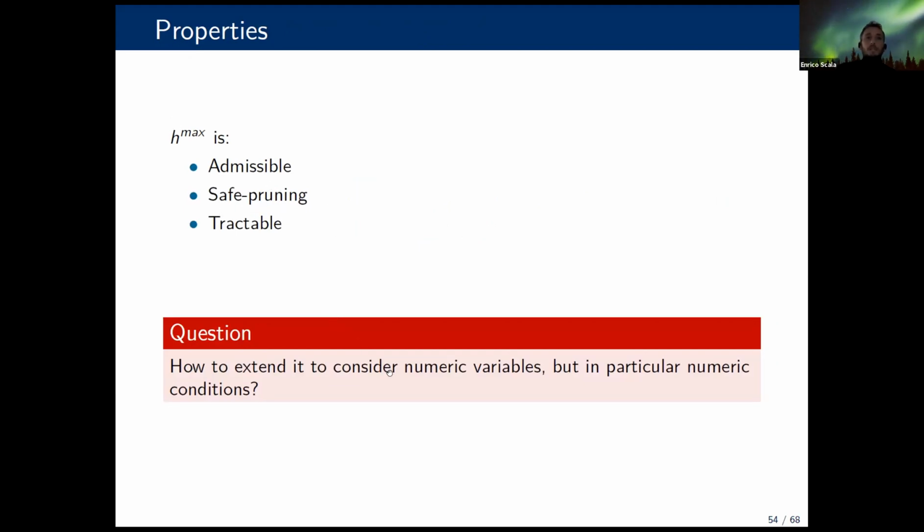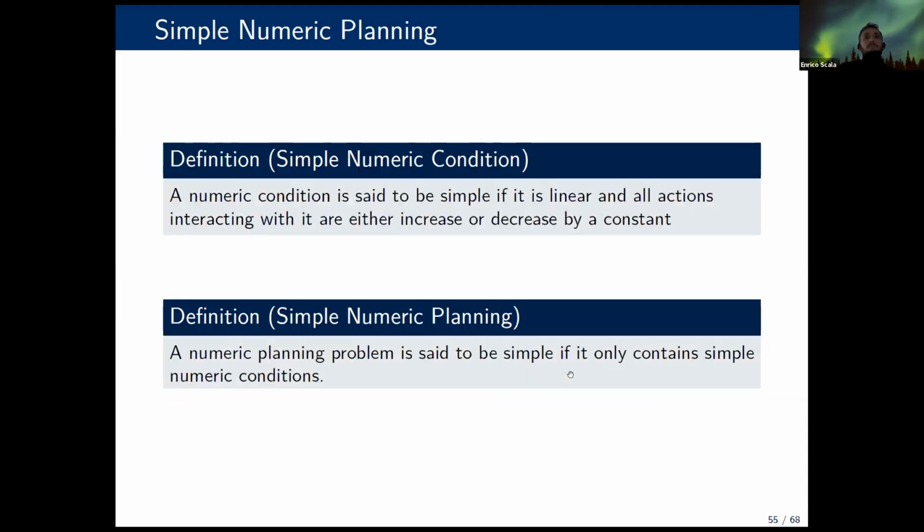The question is, how do we extend this to consider numeric variables, but in particular numeric conditions? To answer this question, we focus on the only context in which this has been extended, which is simple numeric planning. Simple numeric planning, as Alfonso was telling you before, is a fragment of numeric planning in which all the numeric conditions are linear, and all the actions that interact with these conditions either increase or decrease by a constant. So the right-hand side of the actions is a constant, and you don't have assignment operations. And simple numeric planning is the restriction in which all the conditions are simple.